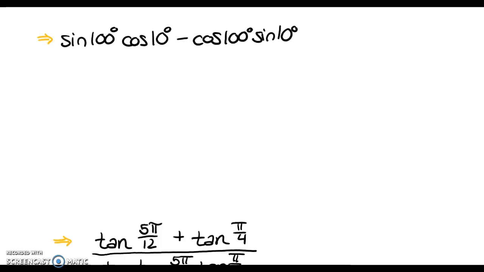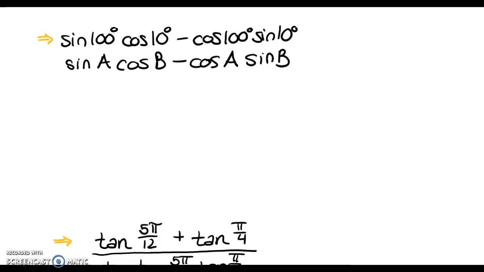If I compare this to my identities, this looks like the sine of A cosine of B minus the cosine of A sine of B formula. And I want to point out that these two angles are the same and these two angles are the same. So I can replace them with A and B. All right, so I know that this formula is the formula for sine of A minus B.